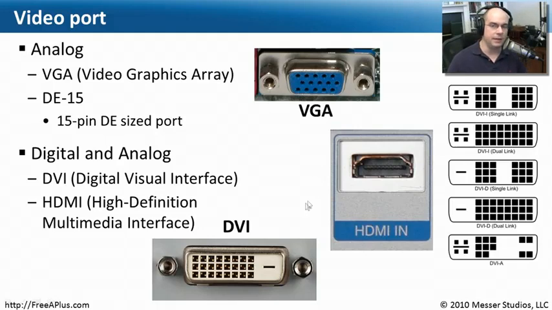For digital type connections, we generally will run a DVI, which is a digital visual interface, or an HDMI, which is a high definition multimedia interface. The DVI has many different kinds of connections. You can run a DVI-D, which is digital, a DVI-A, which is analog, or you have the DVI-I, which is integrated, which could be either digital or analog. That's a very functional interface and how it works.